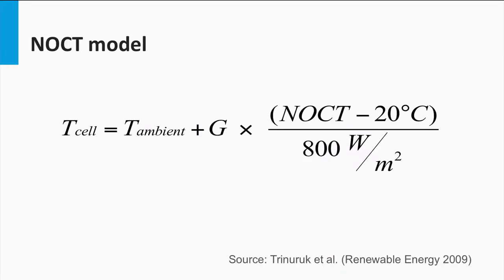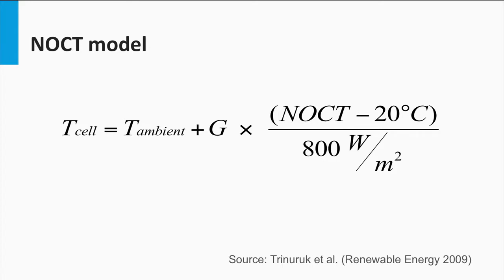This model is sometimes called the NOCT model due to the use of the nominal operating cell temperature, or NOCT, of the PV cell or module. The NOCT is a parameter defined for a particular PV module. NOCT is the temperature attained by the PV cell under an irradiance of 800 watts per square meter with a nominal wind speed of 1 meter per second and an ambient temperature of 20 degrees Celsius.